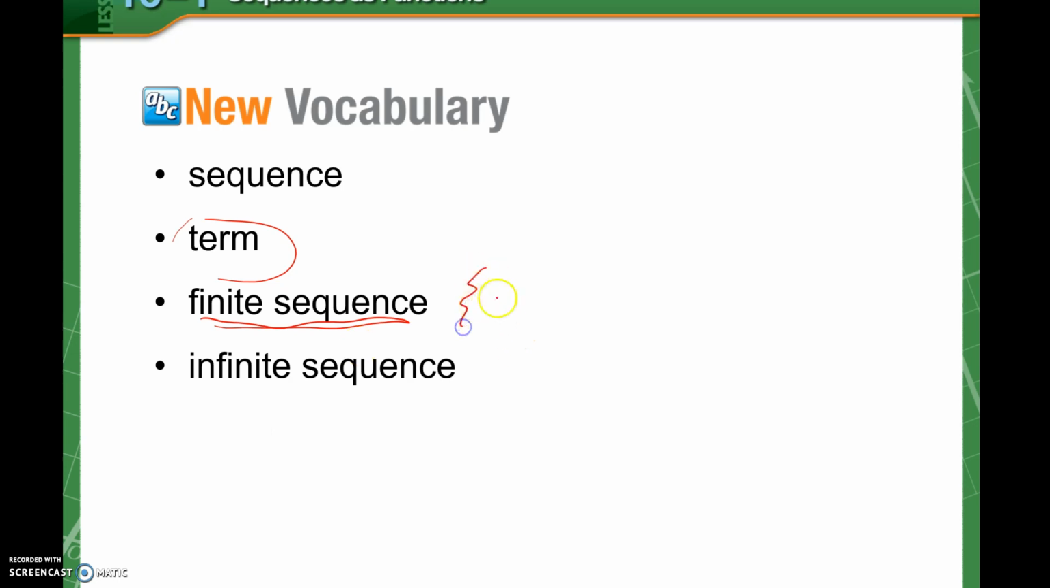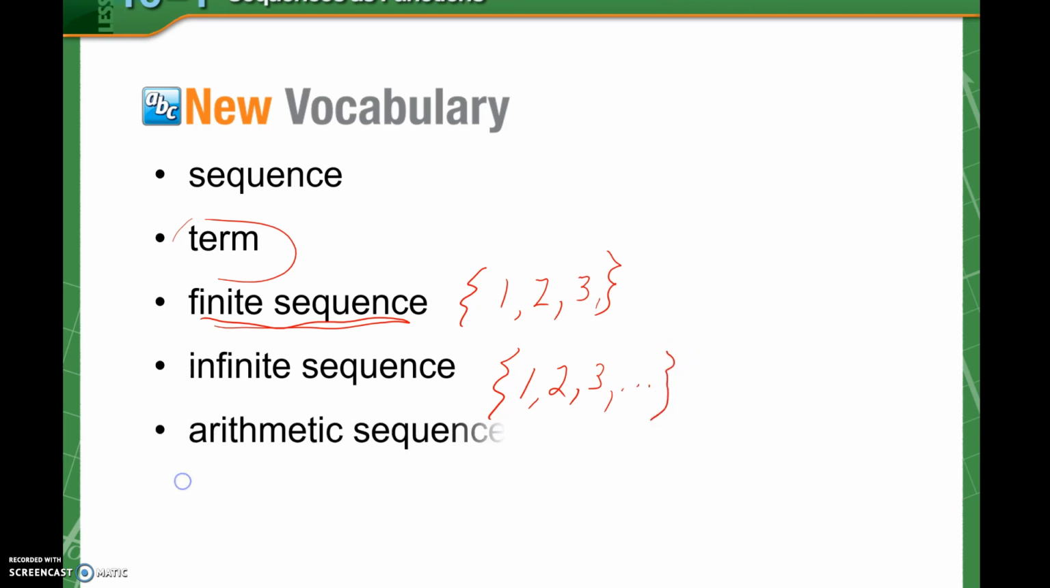These are going to have your numbers, and then it's going to have your ending bracket, whereas these ones are going to have your numbers, but then it's going to give you some dots to show this is going to continue, and so it doesn't have an end. So there's two main sequences we'll talk about.